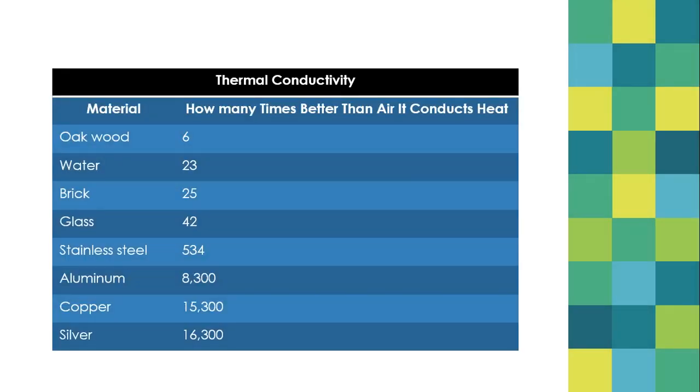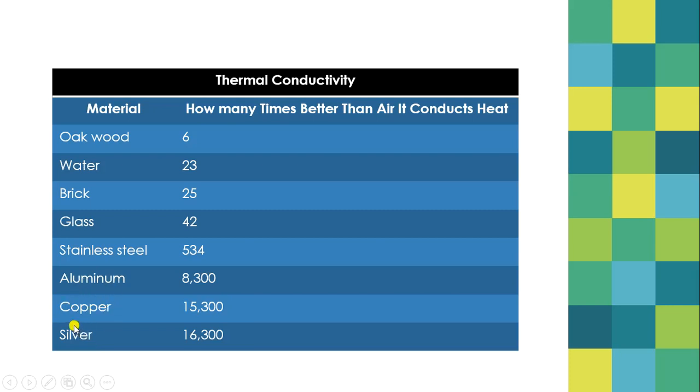Now at the end of page 74, we're going to find this table right here. In this table, we organize different materials according to how good they are at conducting heat. We're going to see that at the lowest level, we're going to find some wood, right? And on the upper one, we're going to find metals such as aluminum, copper, and silver.